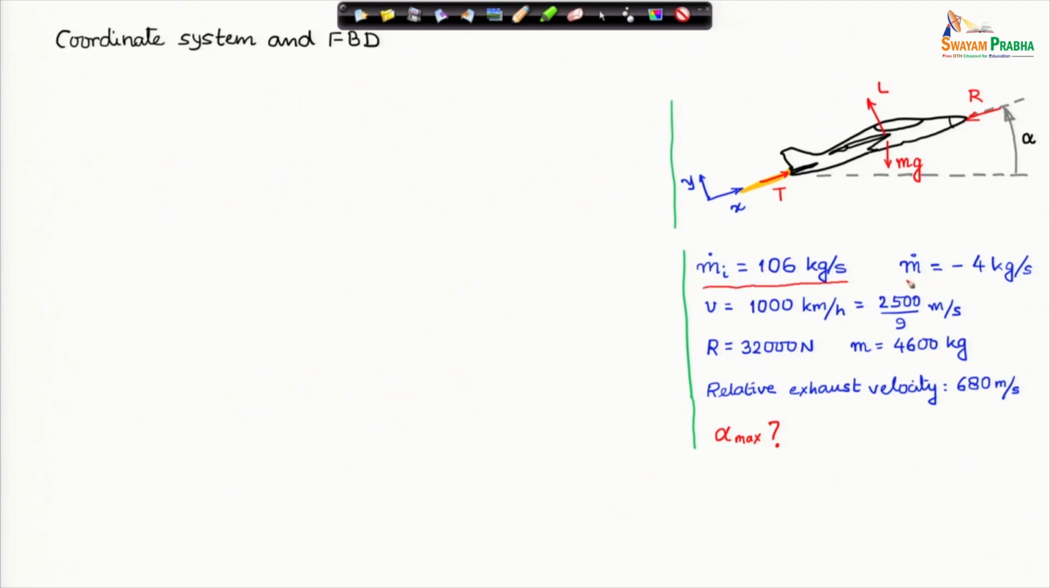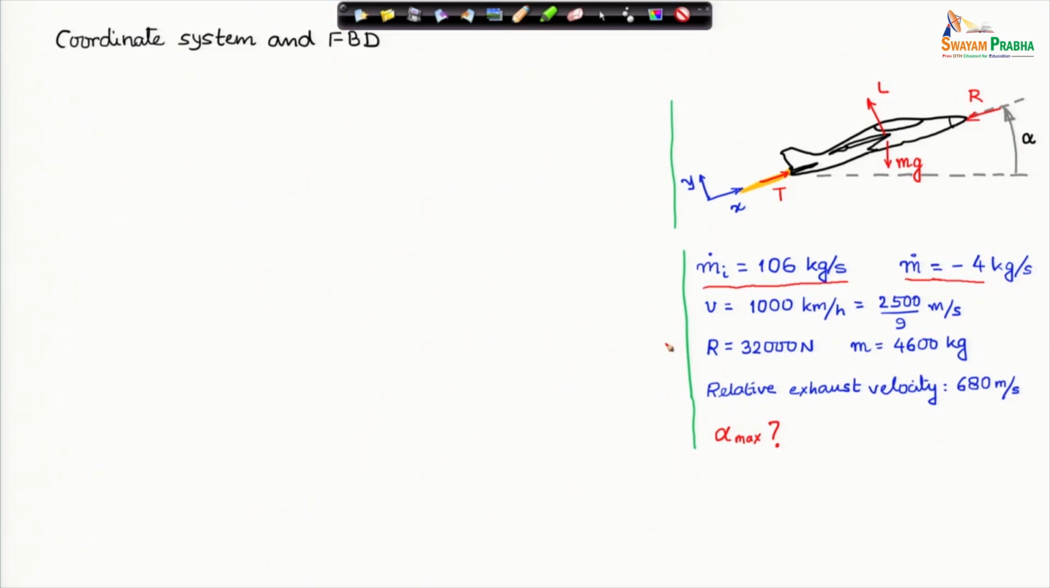The aircraft spends fuel and this much mass actually gets consumed because of combustion, and then the gases are thrown out. Therefore, our system loses mass at this rate of 4 kilogram per second. Because it loses mass at this rate, therefore, m dot is minus 4 kg per second. Now, this is an important thing to notice. So, m dot is minus 4 kilogram per second because the aircraft is losing mass.